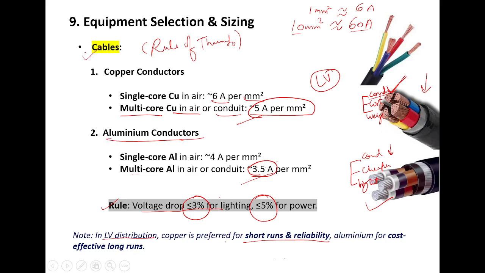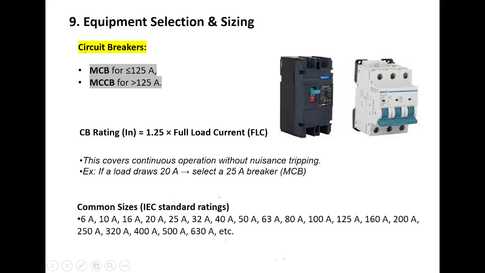Now after cable, I am coming to circuit breakers. Generally in low voltage we use MCB and MCCB. MCB stands for miniature circuit breaker. This is a miniature circuit breaker. This is your MCCB, molded case circuit breaker. If you have a load current up to 125 amperes or less than 125 amperes, you should go with MCB.